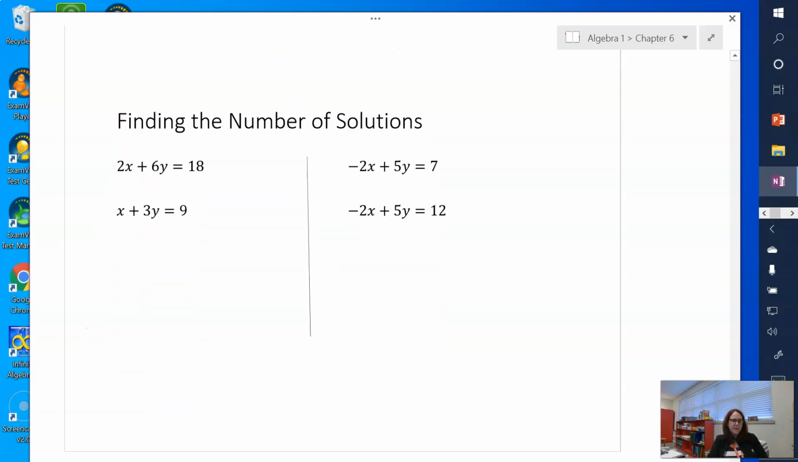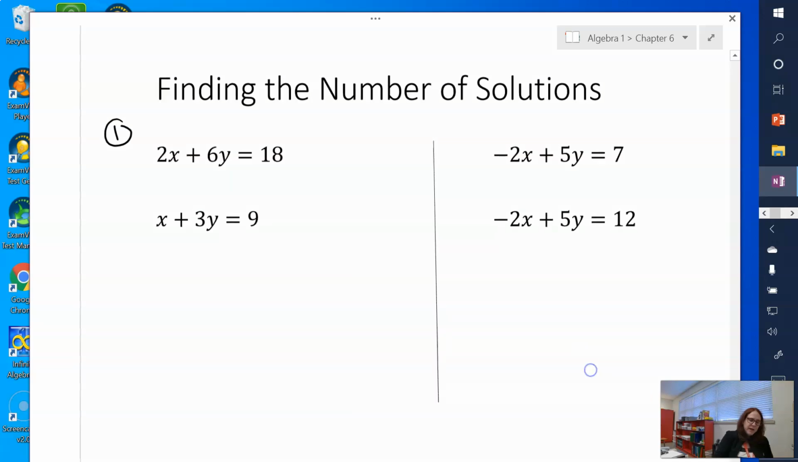Now we're going to look and we're going to find the number of solutions. So take a look at our first system. I'm going to do this one first. I have 2x plus 6y equals 18 and x plus 3y equals 9. And when I look at the coefficients on the second equation, I notice that if I multiply by 2, I can get the same thing as the first equation.